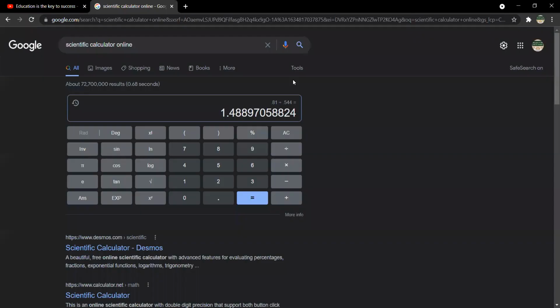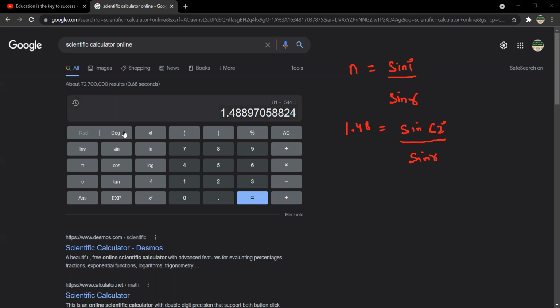Moving from air to glass, the refractive index is given by the formula sine angle I over sine angle R. The refractive index is 1.48. The angle of incidence is 62, so it will be sine 62 divided by sine R. First we'll take the value for sine 62, and your calculator mode should be in degrees. So sine 62 is 0.88. So 0.88 divided by sine R is equal to 1.48.